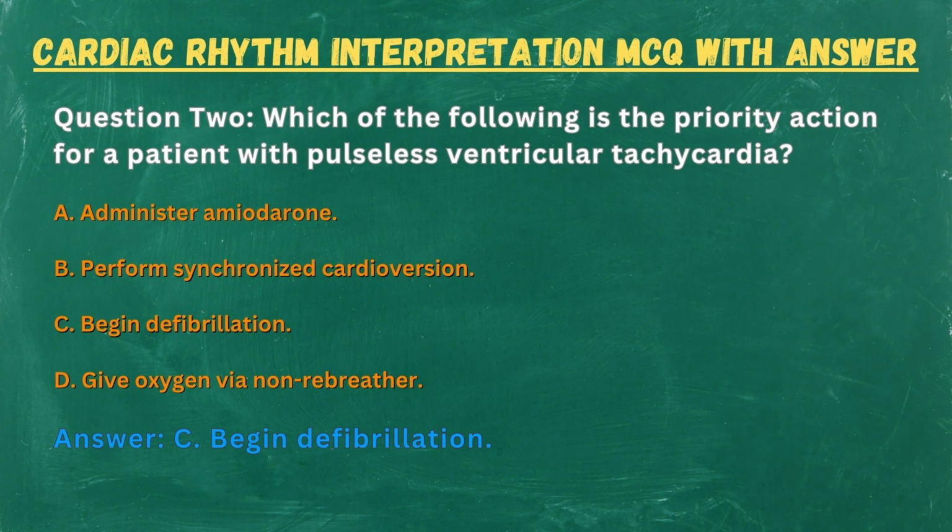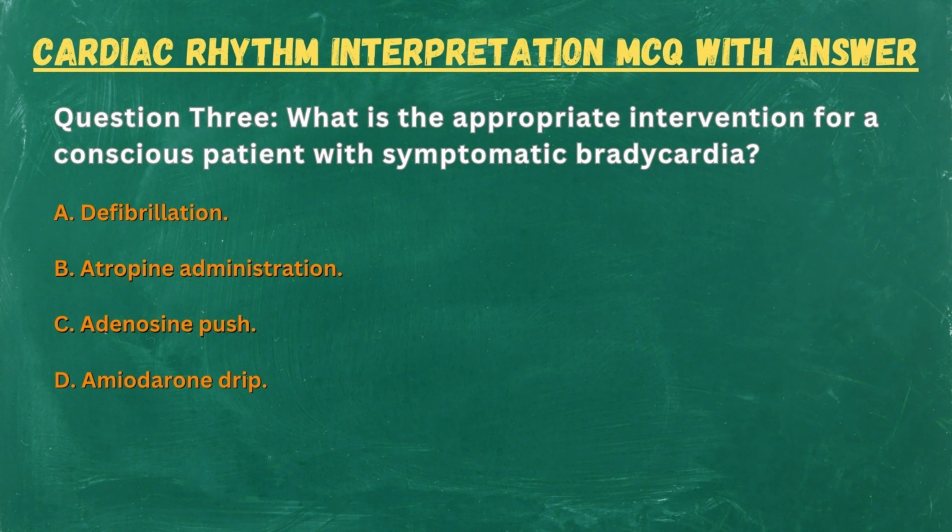Answer: C. Begin defibrillation. Question 3. What is the appropriate intervention for a conscious patient with symptomatic bradycardia? A. Defibrillation. B. Atropine administration. C. Adenosine push. D. Amiodarone drip.